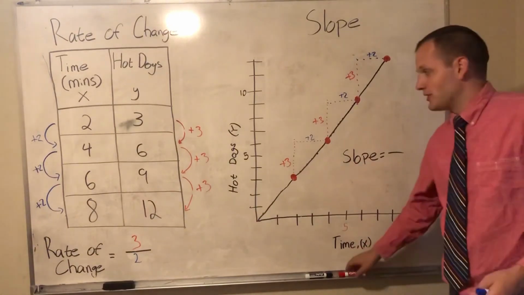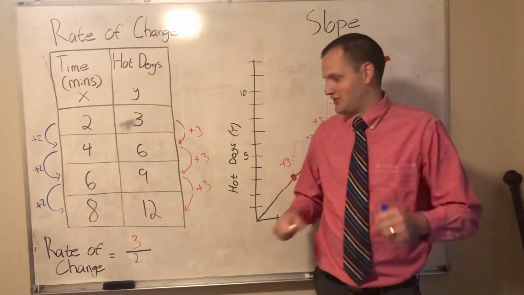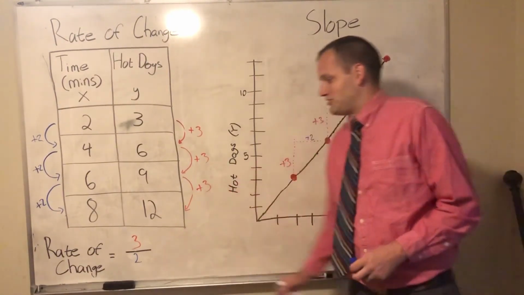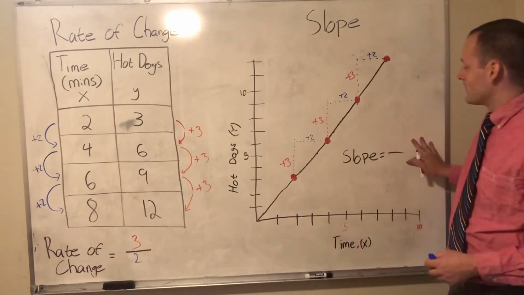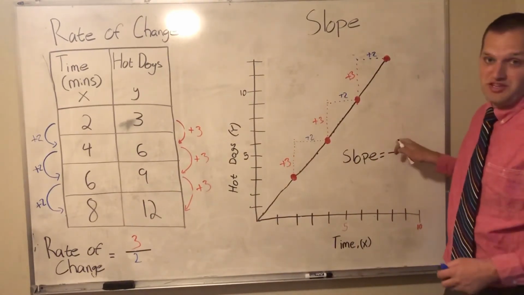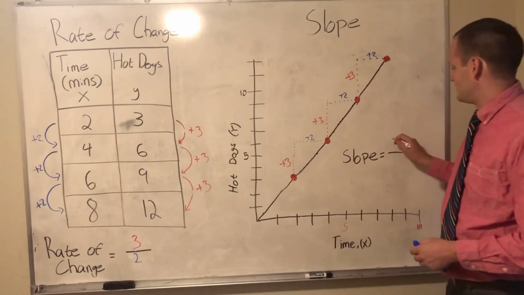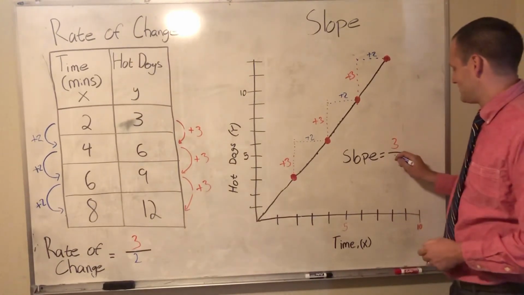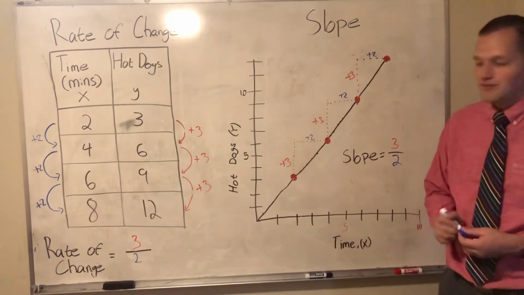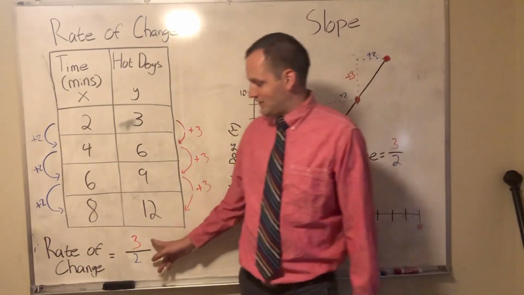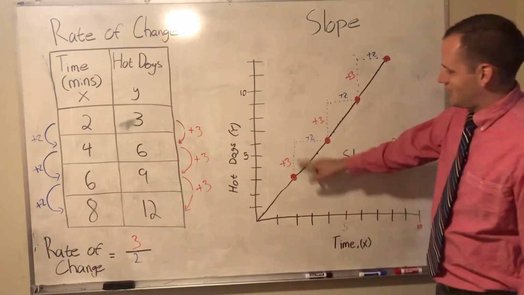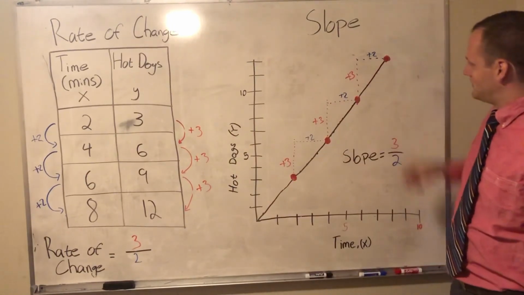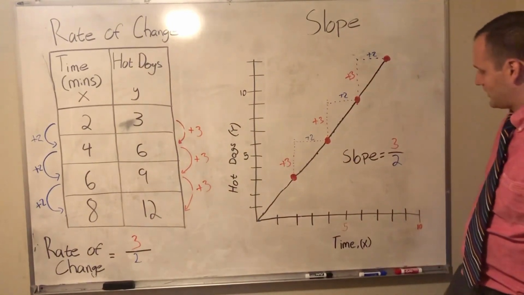Alright, now here this is where we're going to see an even bigger connection. Rate of change is written the same way as slope. The y values, the change in y values go on top. The change in x values go on the bottom. That's your slope. This is why we've usually been leaving it as a fraction, because over here, that is what slope is. You normally leave it as a fraction.